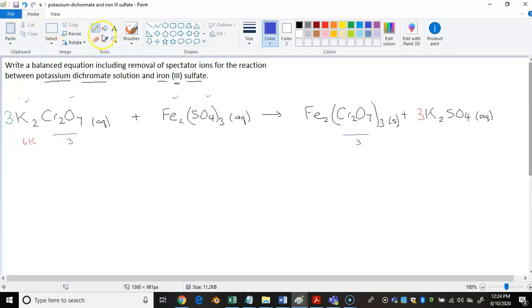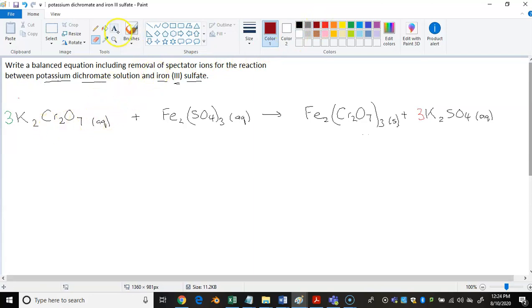So I now have the balanced chemical equation. Fantastic. Once I've done that, I'm going to break up everything that's aqueous into separate ions, and then start removing the things that are the same on both sides. So let's see how that works.